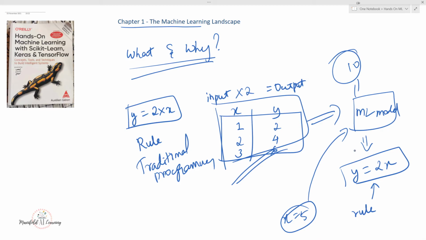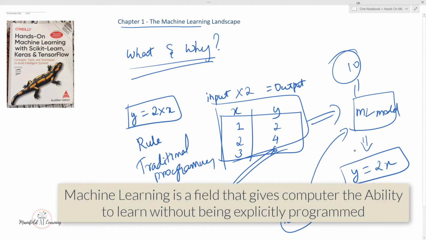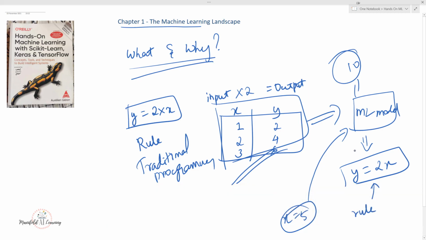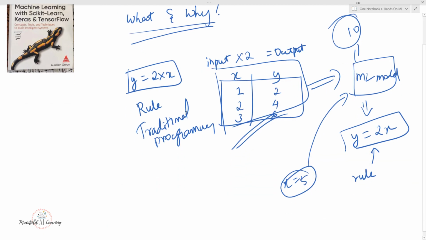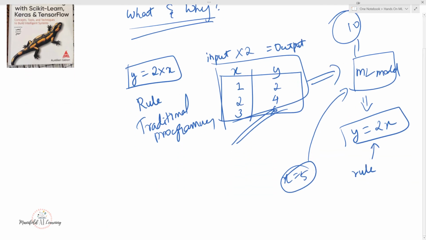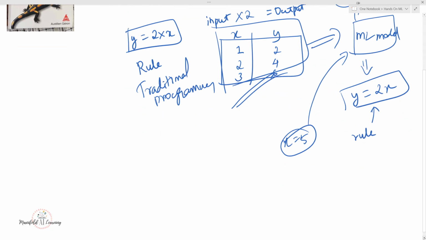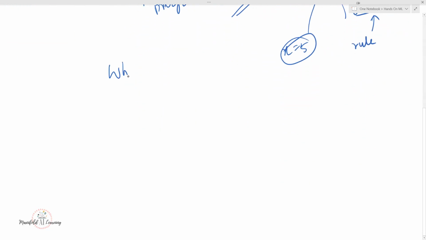Now, if I want to talk about machine learning, machine learning is a field that gives the computer the ability to learn without being explicitly programmed. Alright guys, so this is what machine learning is. Now the next question is, if this is machine learning, why should I use it? How is it going to help me? So the next question is, why?